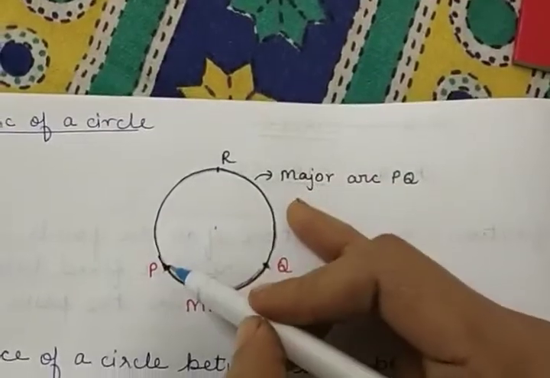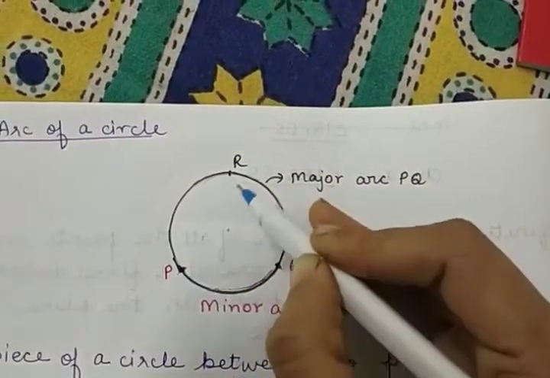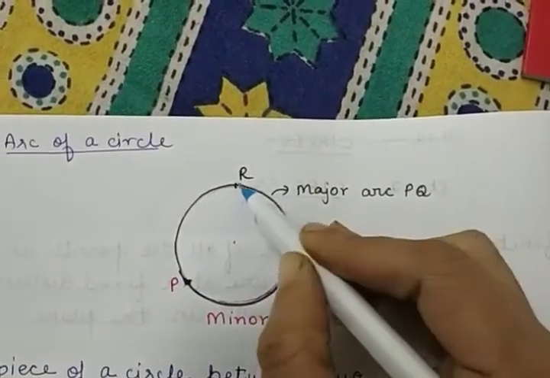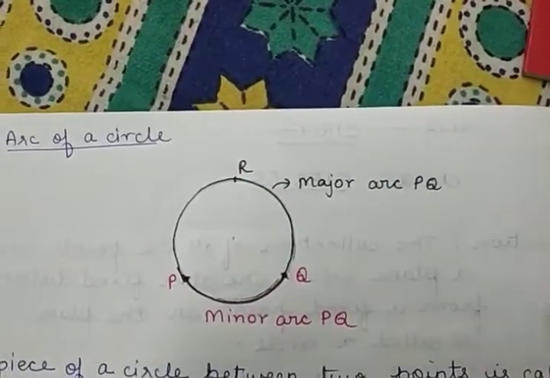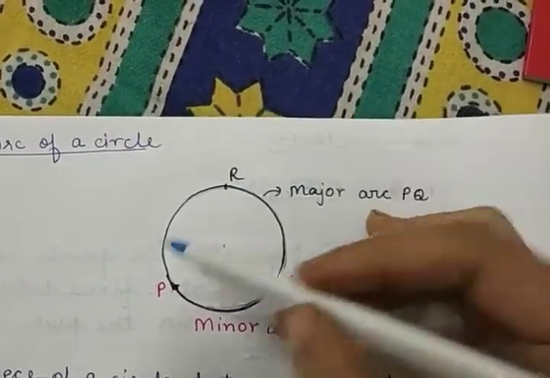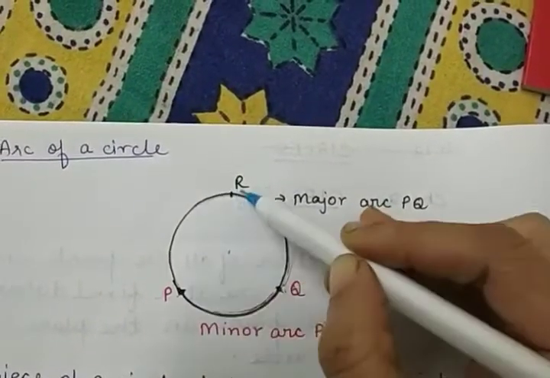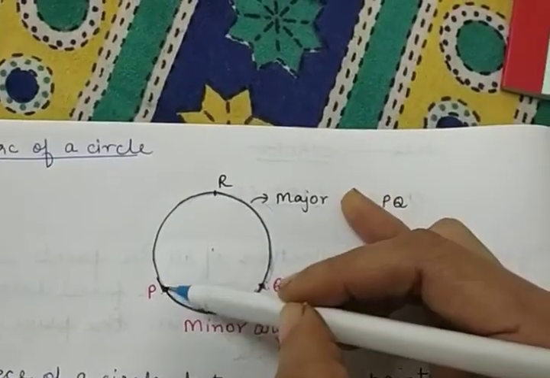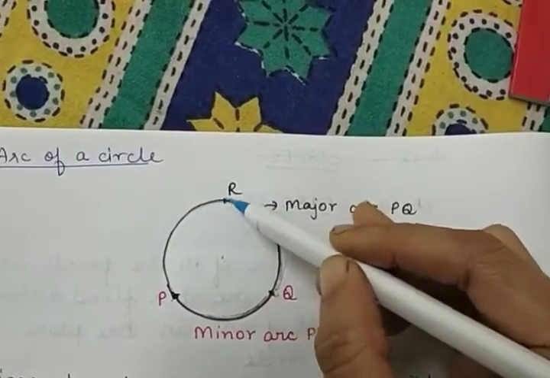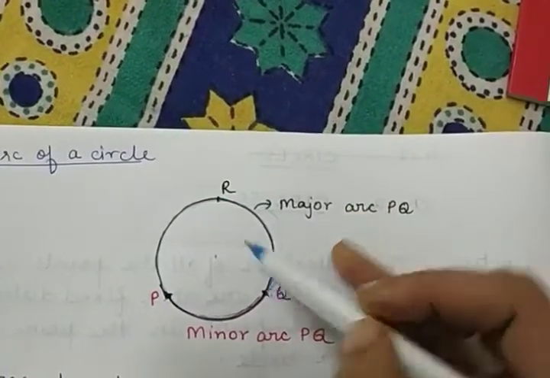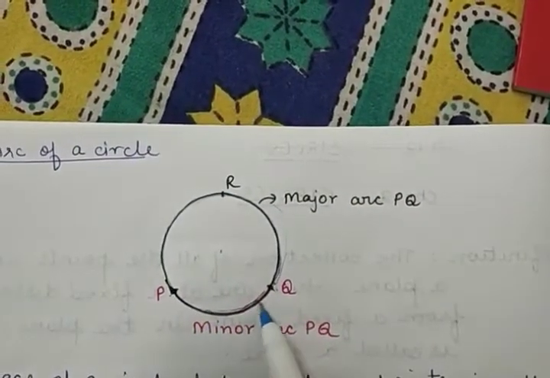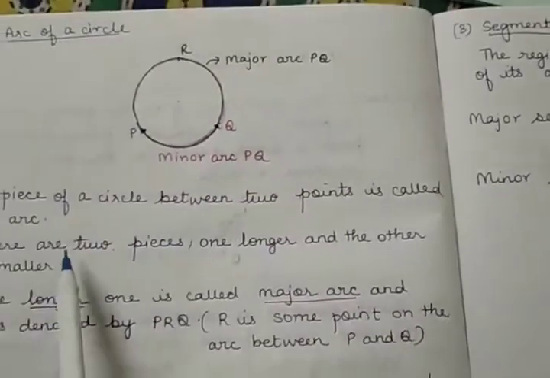Now the major arc is denoted by PRQ, where R is any point on the arc which is between P and Q. So you have taken any point R and the major arc is denoted by PRQ, and the smaller arc is denoted by PQ. So what is an arc?